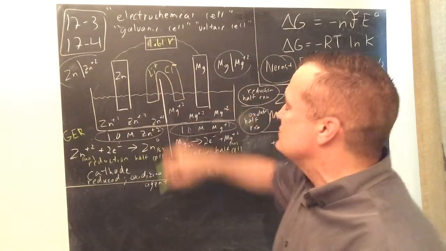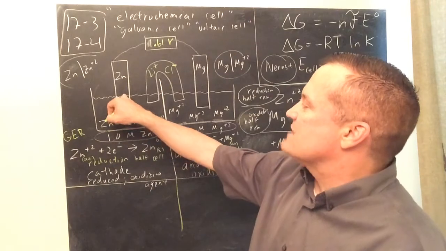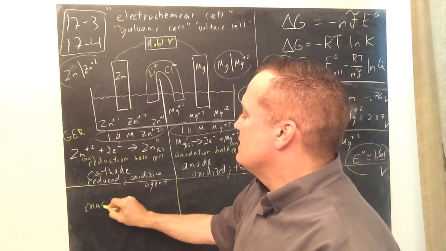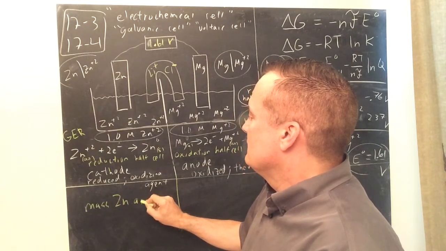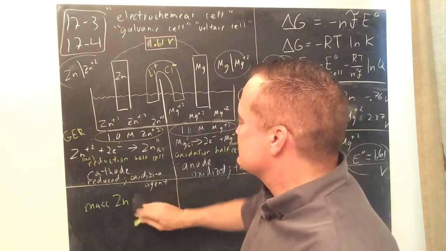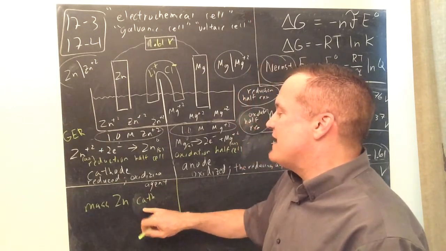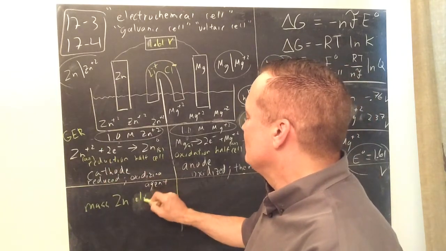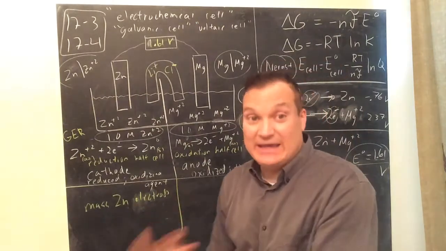Okay, so the first question they might ask: what happens to the mass of the zinc? Does it increase or decrease? The mass of the zinc anode, it's cathode, I'm so sorry. Or you know what they might say? They won't say that because that will give it away. It is the cathode. They'll say the zinc electrode. Electrode is a general term. The mass of the zinc electrode is going to increase.